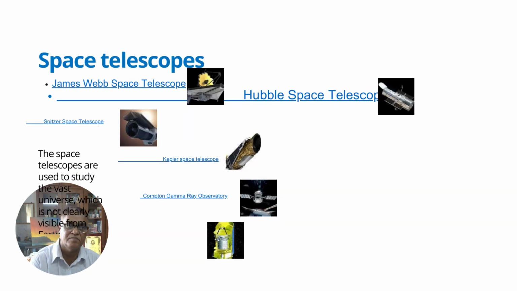In order to probe the distant universe, we are also now sending space telescopes so that the haziness created by the upper atmosphere of the Earth can be avoided. So the famous Hubble telescope and other telescopes which are sent to space are given here.